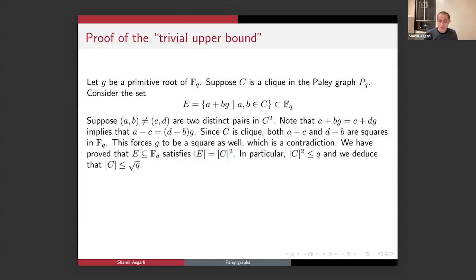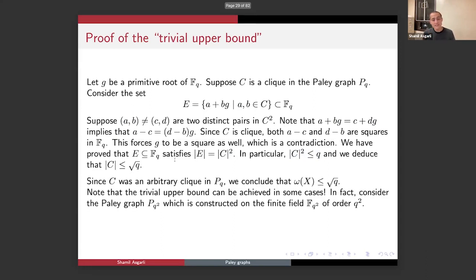Okay, so what do we know now? Well, we've computed the cardinality of this set, and we know that it has C squared elements. But E is a subset of FQ. Because E is a subset of FQ, that means C squared in particular must be at most Q, and that tells you that C is at most the square root of Q. So since C was an arbitrary clique in the Paley graph of order Q, and we've shown that C is at most root Q in size, that means that every clique has size at most root Q, which means that the clique number is at most the square root of Q. And this is the proof of the trivial upper bound.